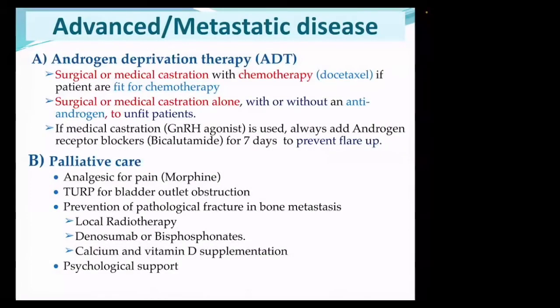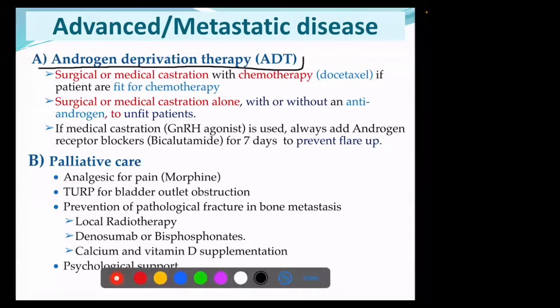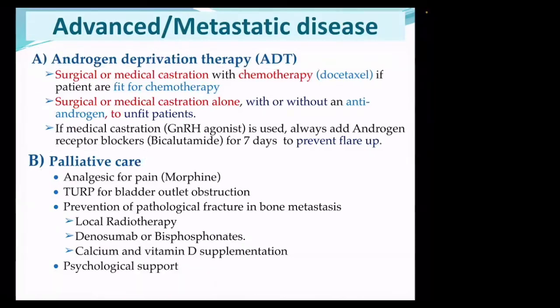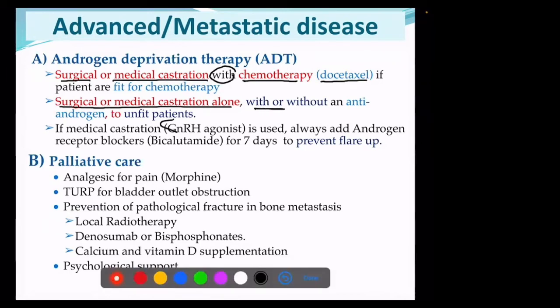Metastatic means we have two options. One, always we give androgen deprivation therapy. We always do that. Plus, we always do palliative care. If he is fit for chemotherapy, the best option is surgical or medical castration with chemotherapy. If he's unfit for chemotherapy, then you do surgical or medical castration with anti-androgen. Anti-androgen means androgen receptor blockers, that is bicalutamide and flutamide.